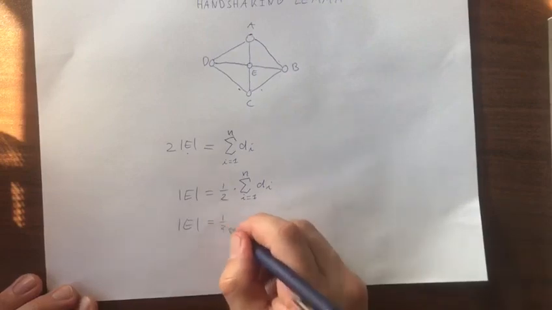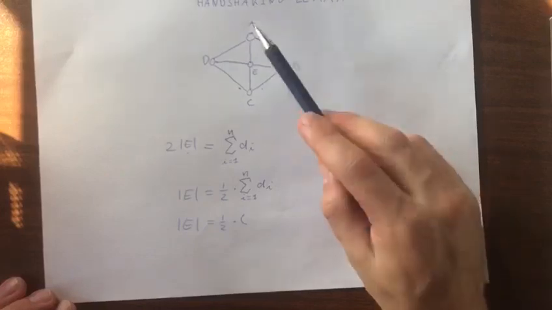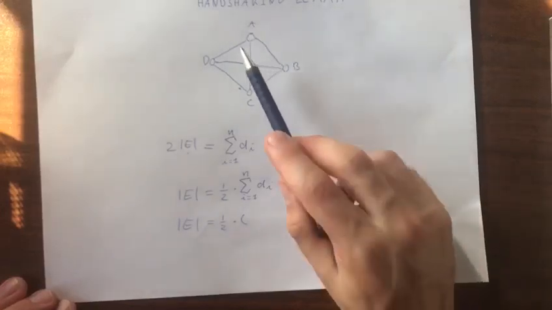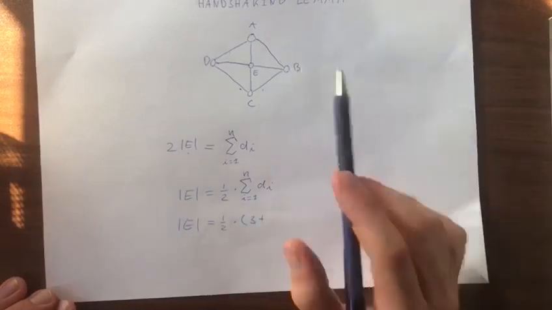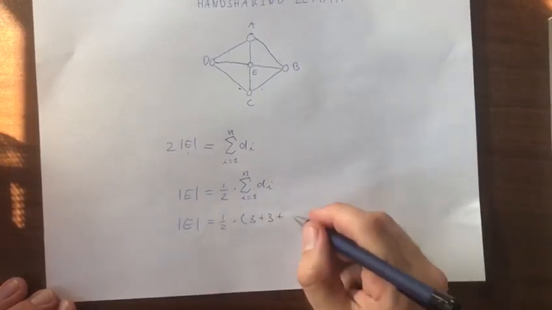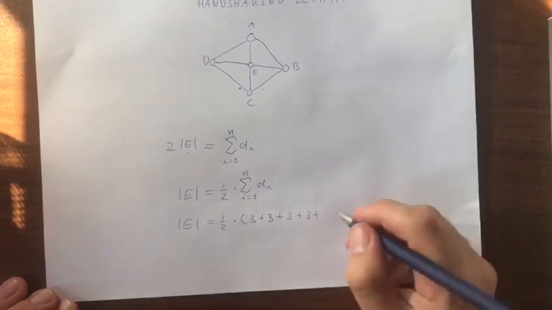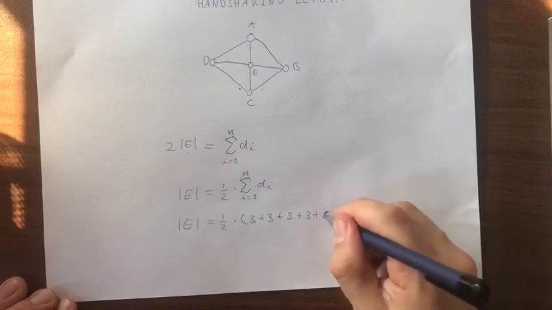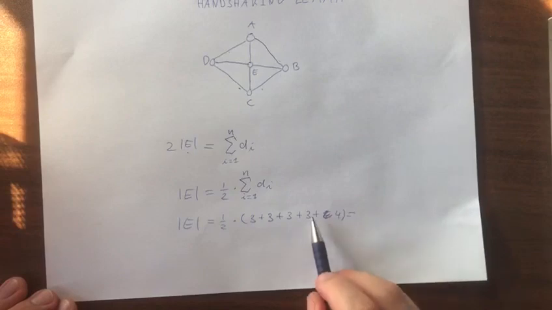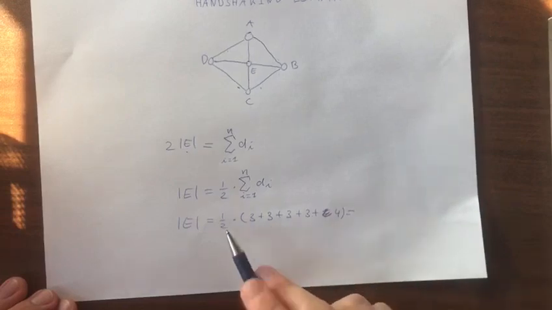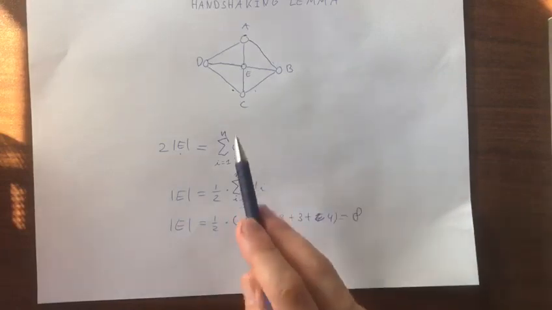We start with a half and we multiply the sum of degrees. Well, the sum of degrees will be the degree of vertex A, which is 3, it's connected to 3 vertices, plus the degree of B, which is also 3, plus the degree of C, also 3, the degree of D is 3, and the degree of E is 4. So this will be 4, 7, 10, 13, 16, divided by 2 is 8. So this formula tells us that this graph should have 8 edges.